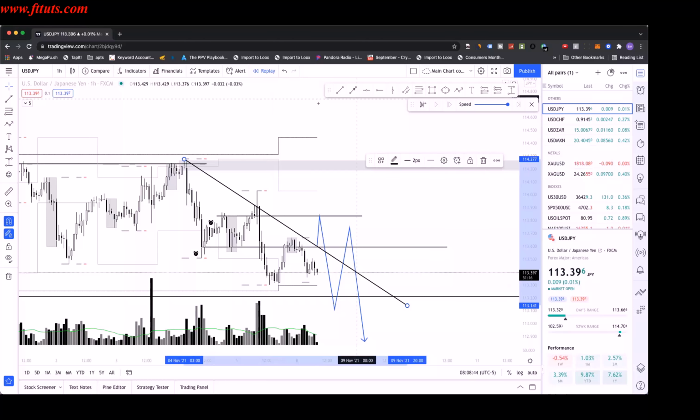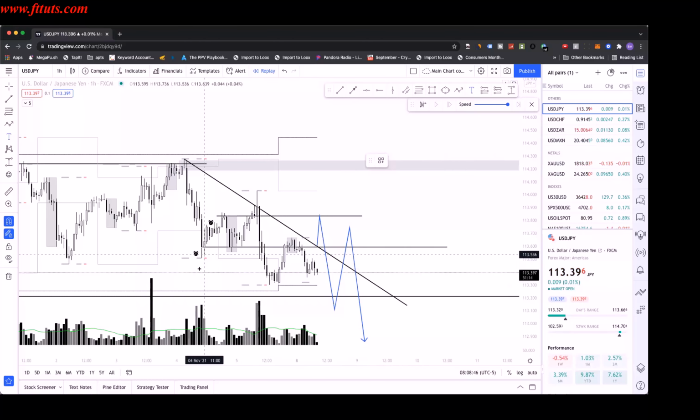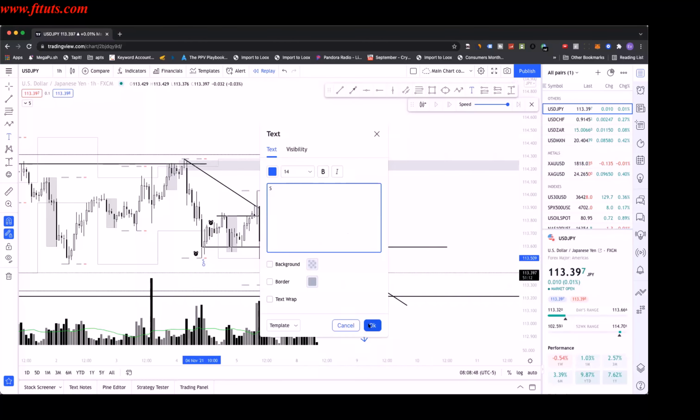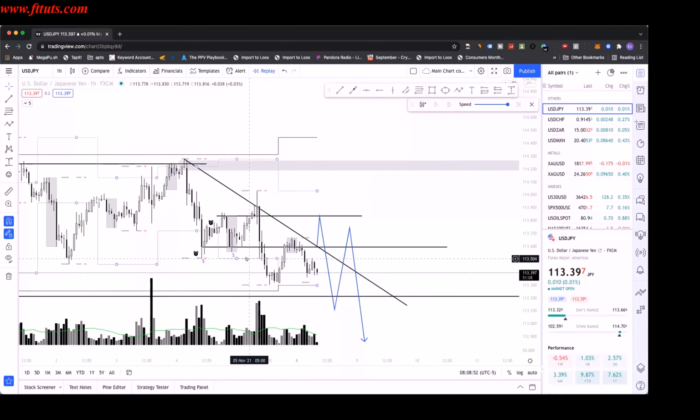So this is the easy way to look at it: support, support. And then you have double support broken, and then now it's resistance. Okay, so this should be resistance right here.